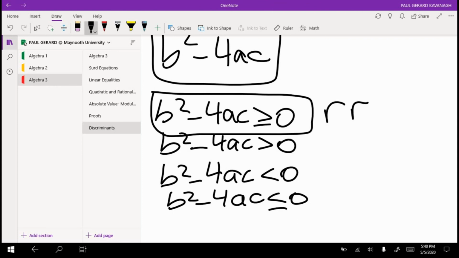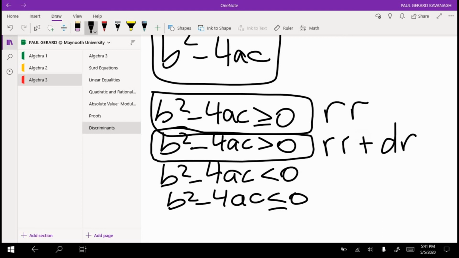Okay. This second one, b squared minus 4ac is greater than 0. That means you have real roots plus distinct roots. So distinct roots means that it's going to be greater than 0. There's no less than or equal to, there's no greater than or equal to, it's only greater than.